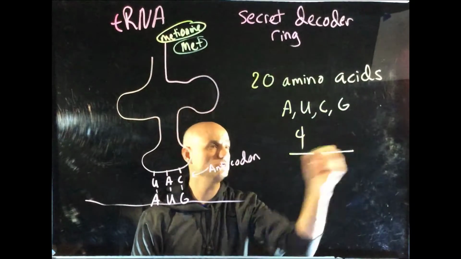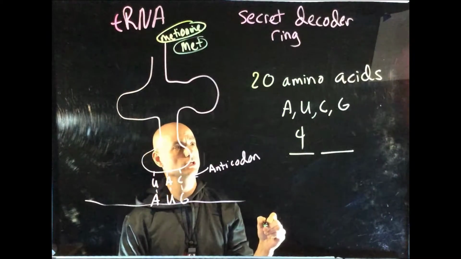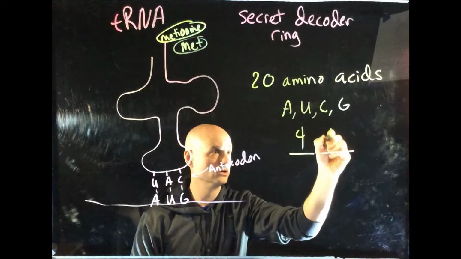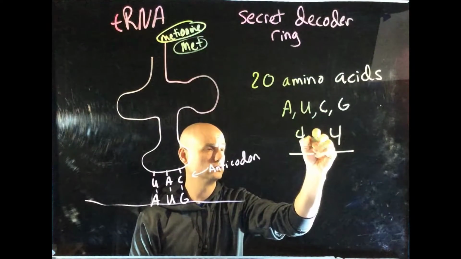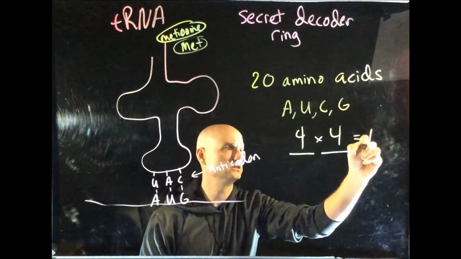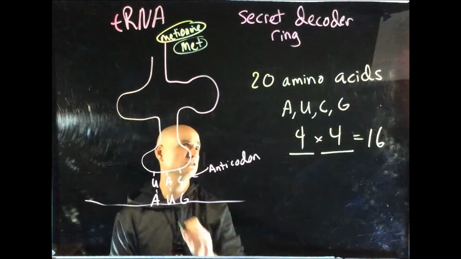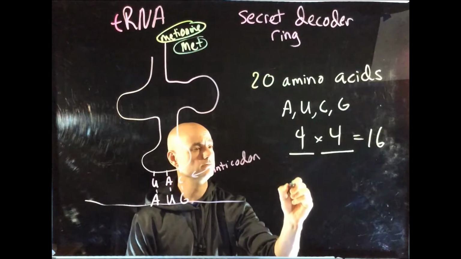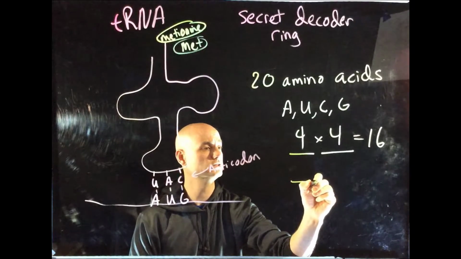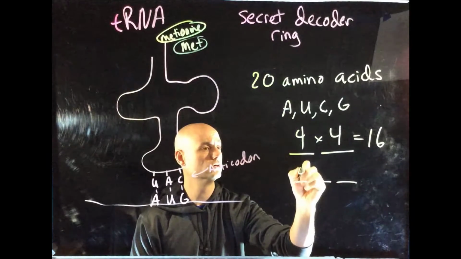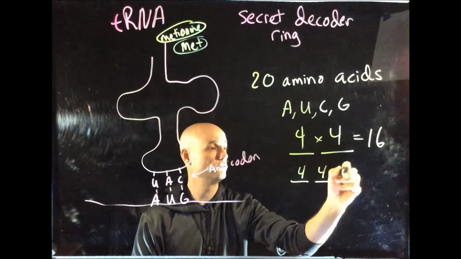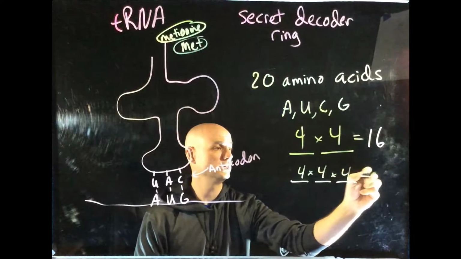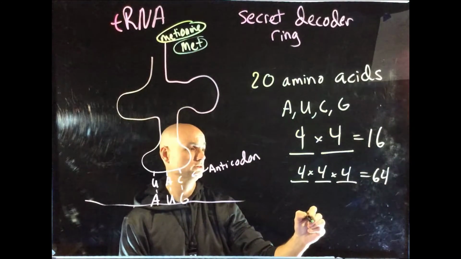Well, if I had 2 letters, how many choices could I have? For the first letter, I could have 1, 2, 3, 4. And for the second one, I could have 1, 2, 3, 4. So 4 times 4 is 16. It's still not quite 20. Certainly not enough with 1. So what do I need to do? If I have 3 letters, 4, 4, 4, each spot can have 4 different choices. I get 64 different choices.